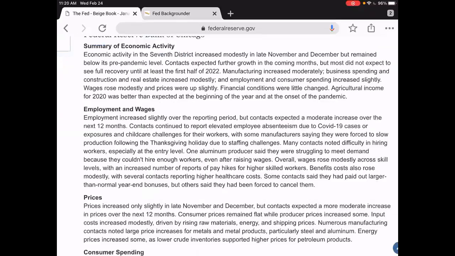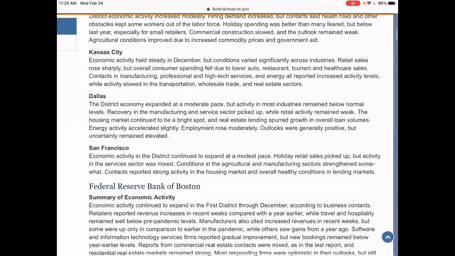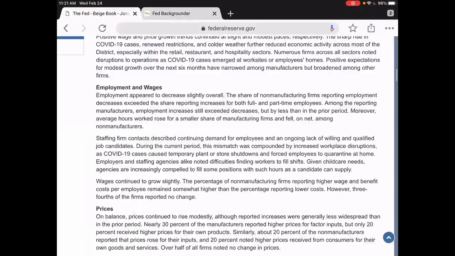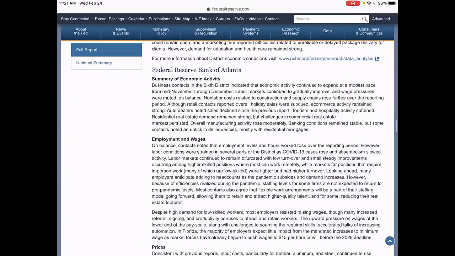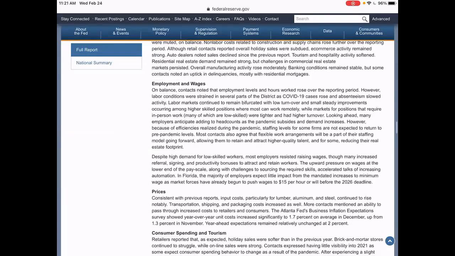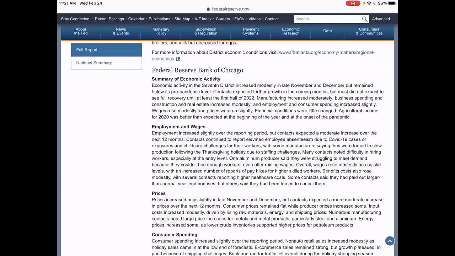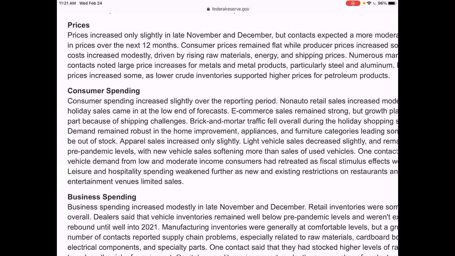So what you'll see here is that it's anecdotal, right? One aluminum producer said they were struggling to meet the demand because they couldn't hire enough workers even after raising wages. So it seems anecdotal, right?